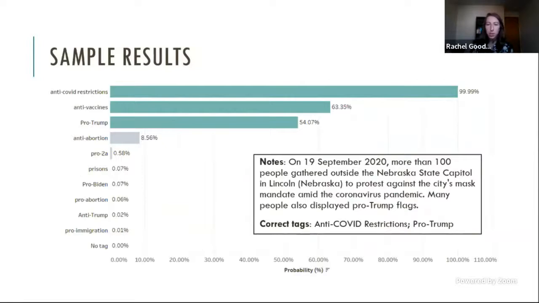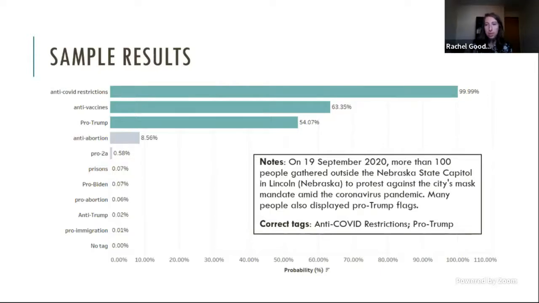Now, this slide is showing you a visual representation of the model's results just for one particular event. You can see the notes, I've included them here. This was a protest event in Lincoln, Nebraska, where protesters were demonstrating against the city's mask mandate. And many people at the protest were also displaying pro-Trump flags.